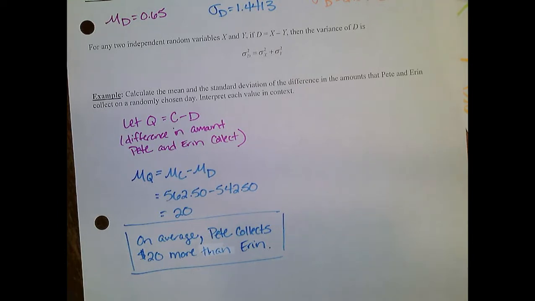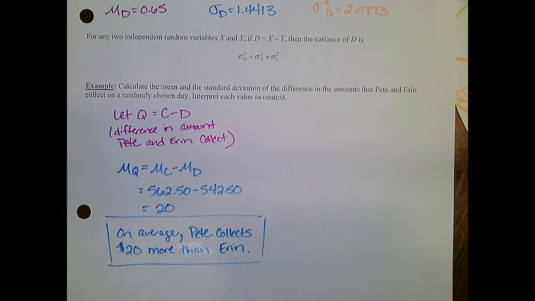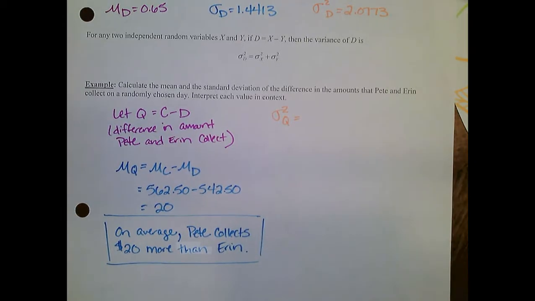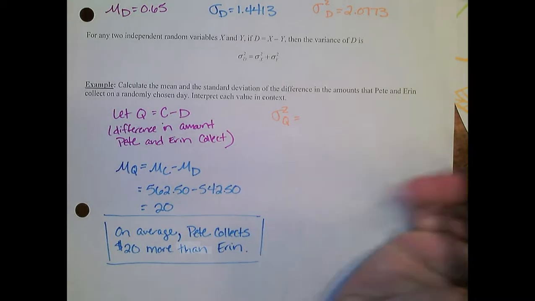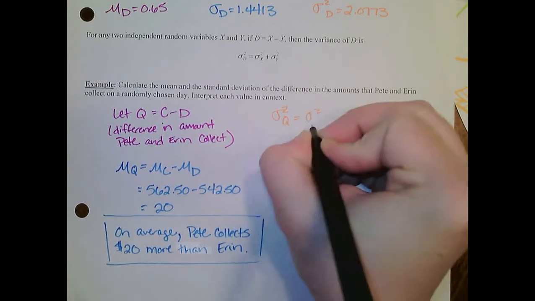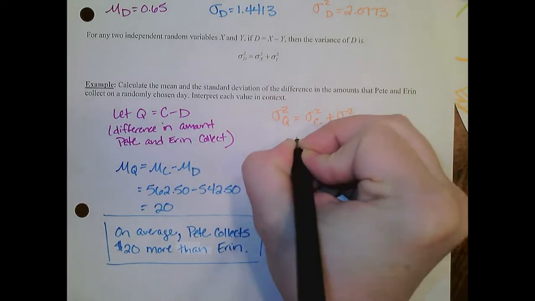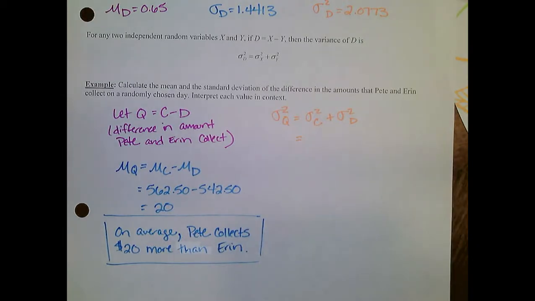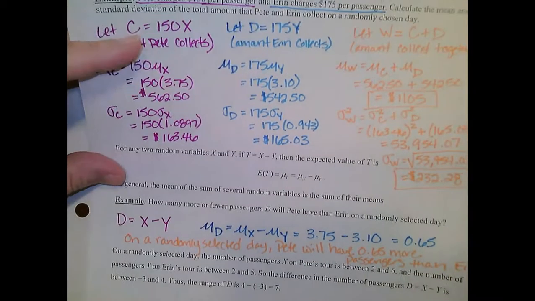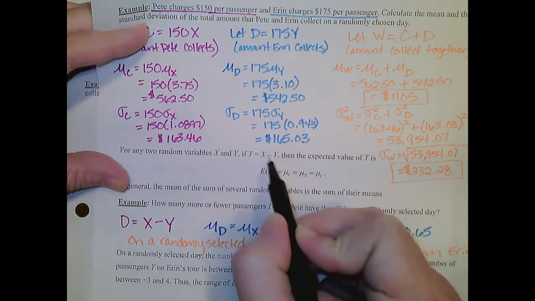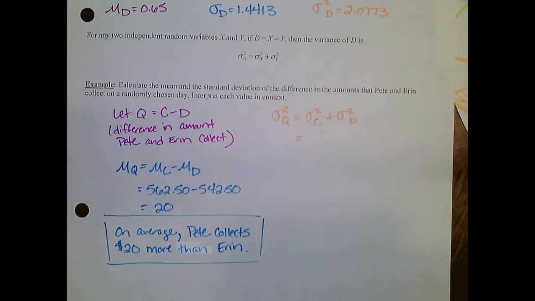Now to calculate the standard deviation, first we're going to need to calculate the variance. And the variance of Q, even though we're subtracting, when we're measuring spread, we're always going to be adding the values. So the variance of Q is the variance of C plus the variance of D. And again, yesterday, we got that the standard deviation for C was 162.46. The standard deviation for D was 165.03. So to find the variance of each of those, we're just going to take those amounts and square them.